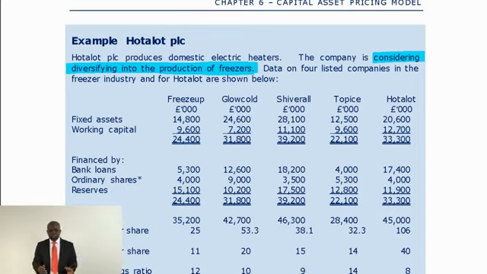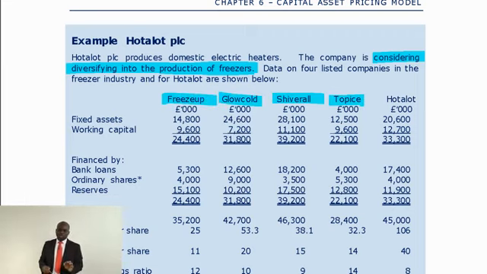So what should we do? We would have to go to the freezer industry and look for a beta. Ideally, that beta should be the industry average. If you go there and only one company is given, pick that company's beta. Like this one, they've given us these 4 companies in that freezer industry. So what we have to do is we need to get the proxy beta.